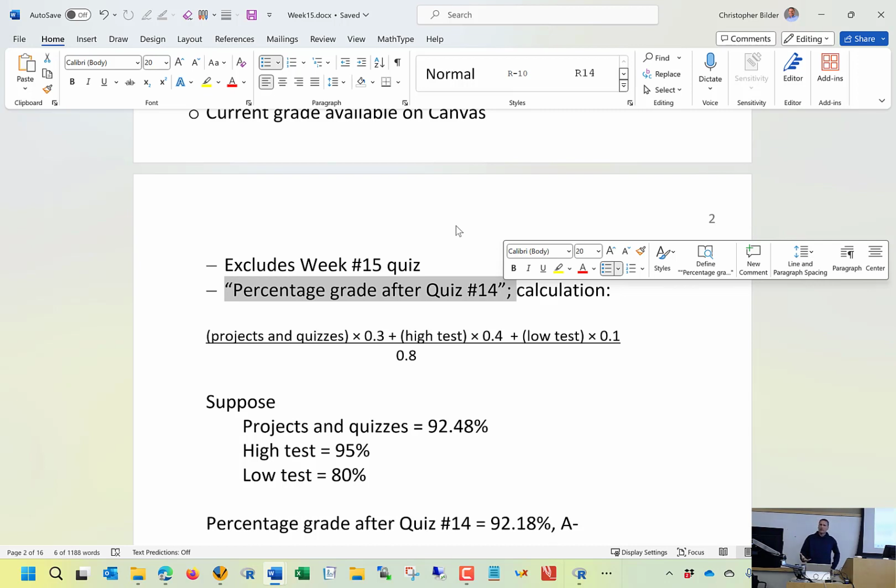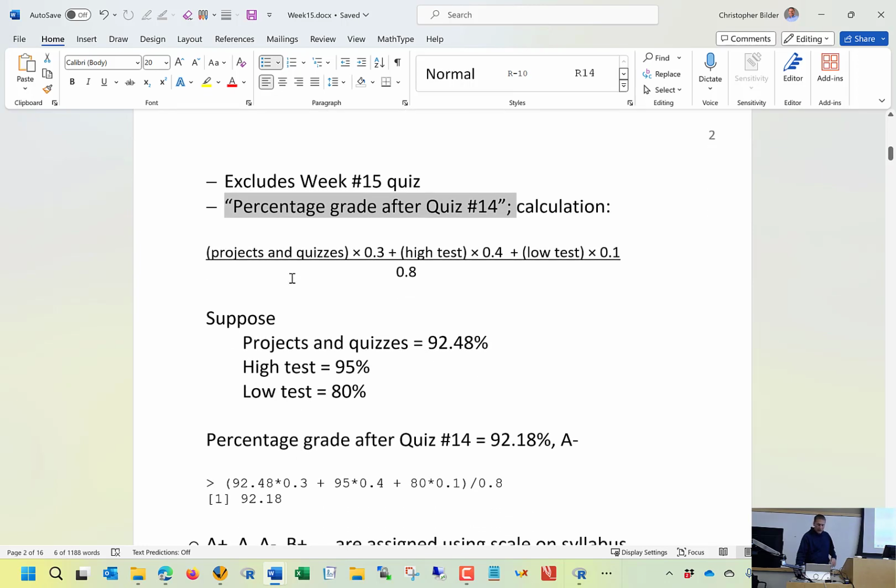The way that I figure this current grade out is using the information that's on the syllabus. I take your projects and quizzes overall percentage grade, so number of points earned divided by number of points possible. I take that times 0.3. Then I add that to your highest test grade times 0.4, add that to your lowest test grade times 0.1, and divide by 0.8, because essentially 80% of the grades for this class have been done. And that's how I calculate your current grade right now.